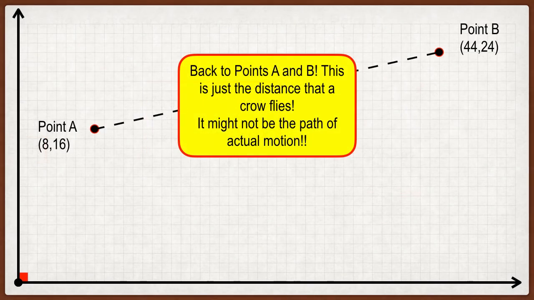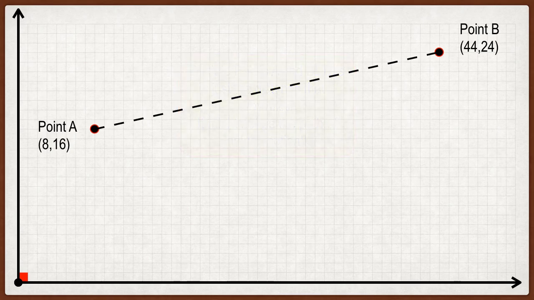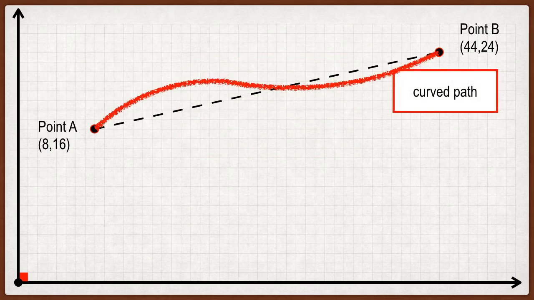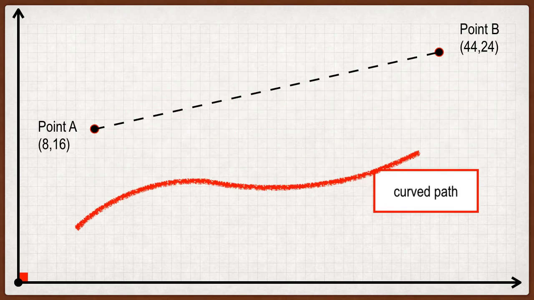Now, let's get back to points A and B. Let me point out that this is the distance a crow flies, but you might not be on that particular path. What if you have a curved path like this? You're going from point A to point B, and you're a bird and you fly a little bit north and then a little bit south of this straight line path. That's not out of the realm of possibility. So a curved path, yeah, that's a possibility.